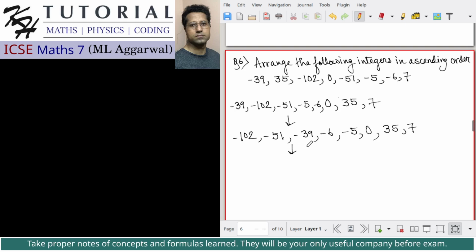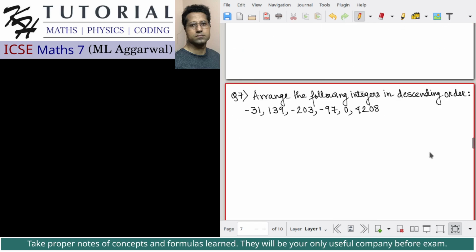Now I will arrange all the positive integers to the right hand side of the 0 in ascending order. So the final ascending order will be minus 102, minus 51, minus 39, minus 6, minus 5, 0, and then 7, 35. So this is the final ascending order of all the given integers. I will quickly check if I am correct or wrong. Question number 6 is minus 102, minus 51, minus 39, minus 6, minus 5, 0, 7 and 35.